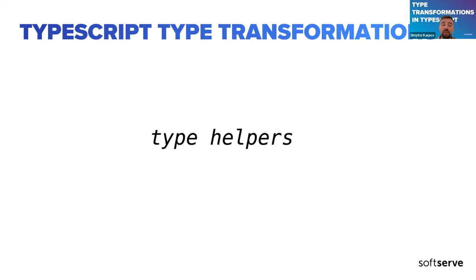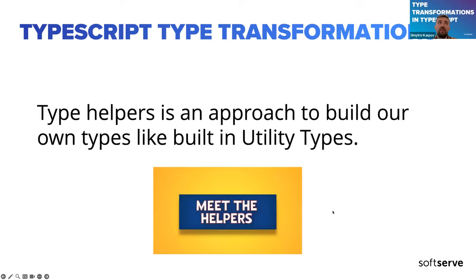Next topic is type helpers. How to say it properly? In my opinion, a type helper is an approach to build custom utility types. It's kind of a pattern. I'm still not sure about the naming for this one, but yeah, type helpers as an approach to build our own types, like built-in utility types. And let's fix on this idea.